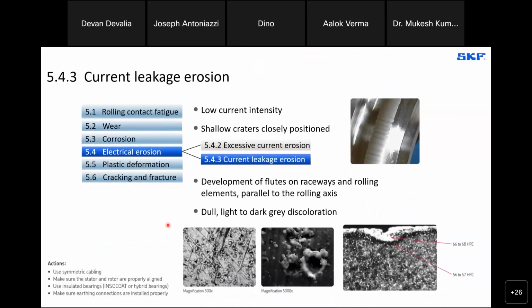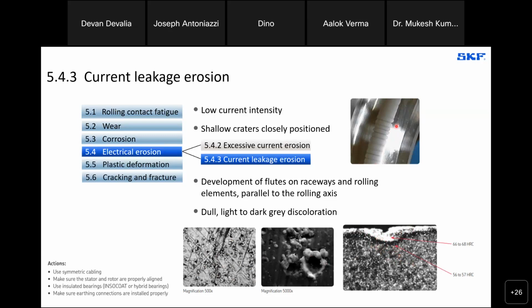With lower current intensities, we can end up with very shallow craters that are closely positioned. And we end up with, as you can see here, magnified, lots of tiny little craters. Magnified, we see that we have very brittle and hard areas up top, and then softer areas below, after the material has been melted and then rehardens. So hard and brittle at top, and then annealed underneath it.